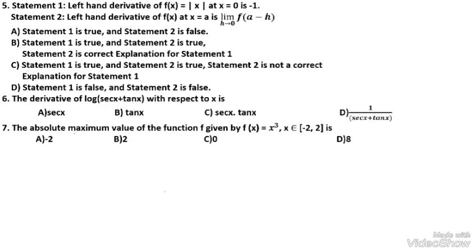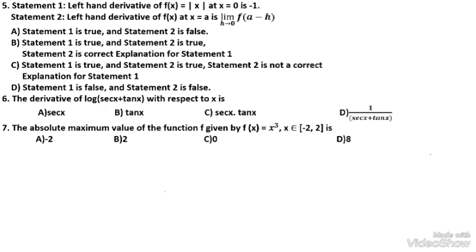Find the absolute maximum value of the function f given by f of x equals x cube for every x in the closed interval minus 2 comma 2. Now we have to find the absolute maximum. For finding the absolute maximum value, we first have to find the differentiation.